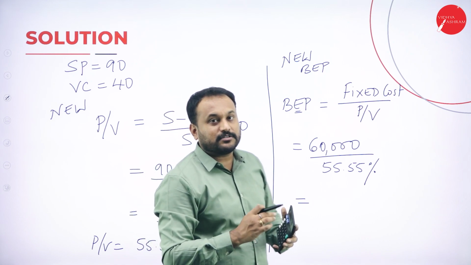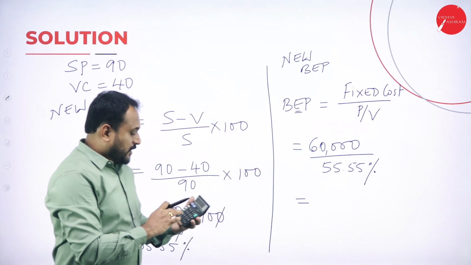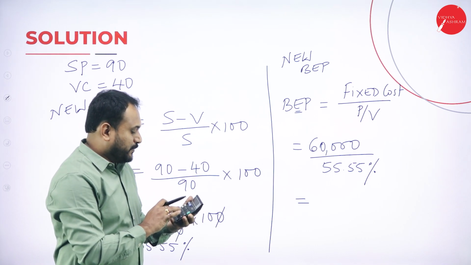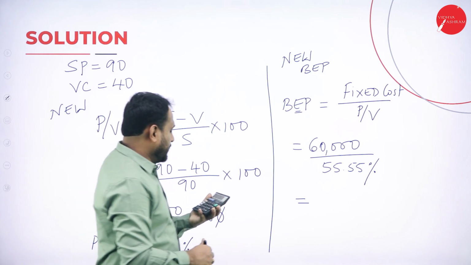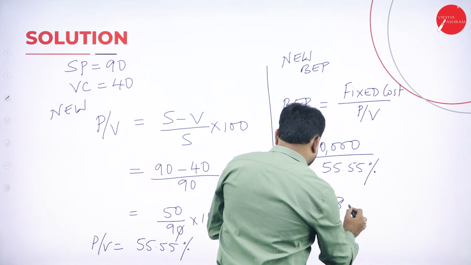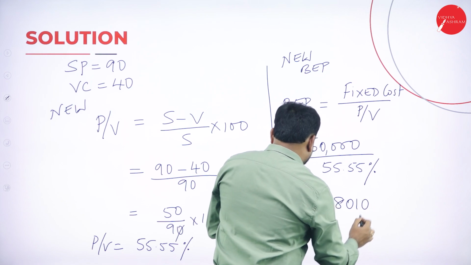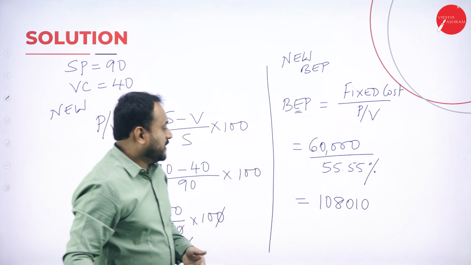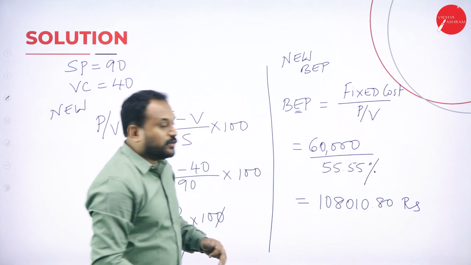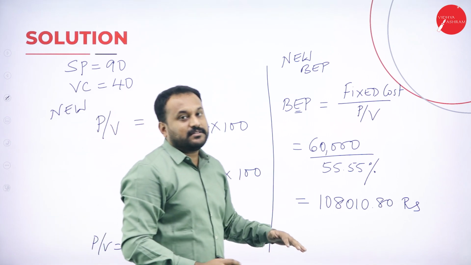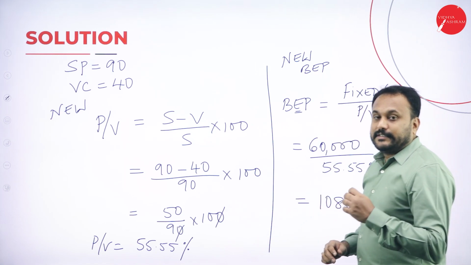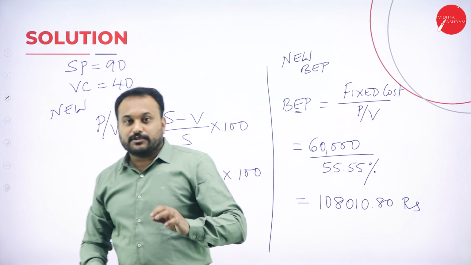Please do have a calculator when you are solving costing. Here 60,000 divided by 55.55%. Now I got 1,08,010 point 80 paisa. That is what the thing is. So the new BEP, if the selling price is reduced by 10%, would be how much? 1,08,010 rupees 80 paisa. So this is what my answer is.